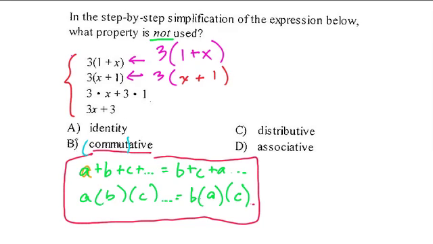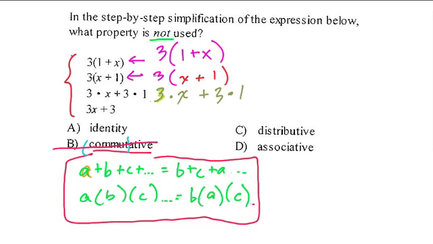And that's what they're doing right here. So yes, they are using the commutative property. They use it right here. So I want to cross that out. And next, if you look at what they wrote, they're writing this: 3 times x, they're using a dot for times, plus 3 times 1.